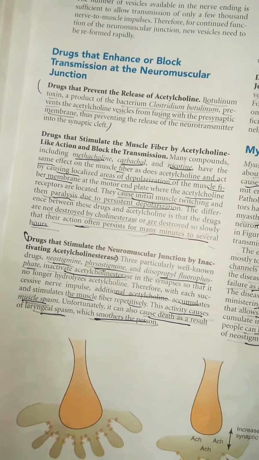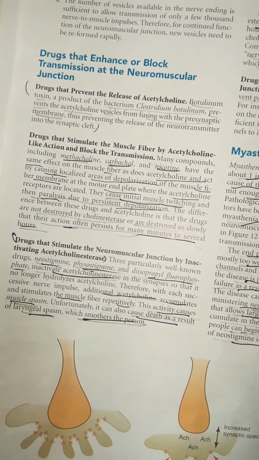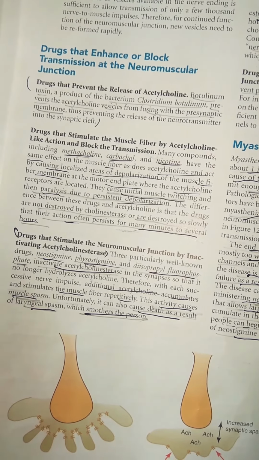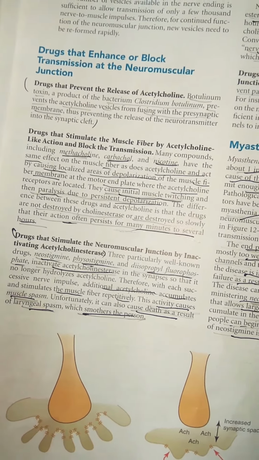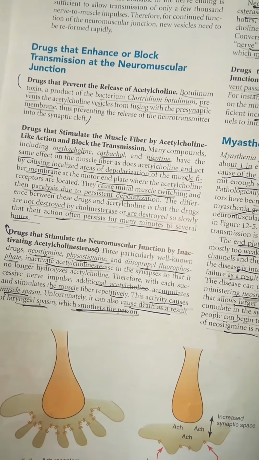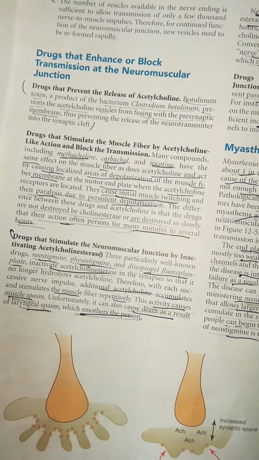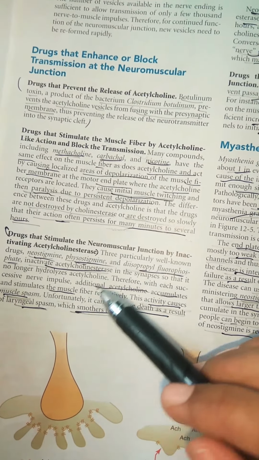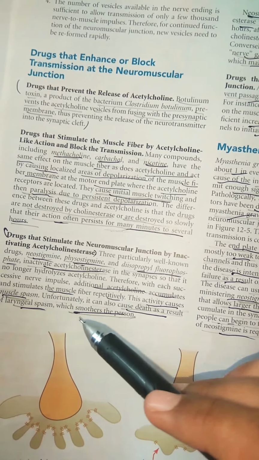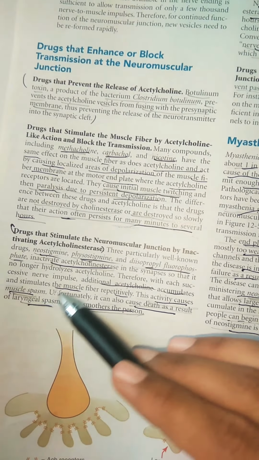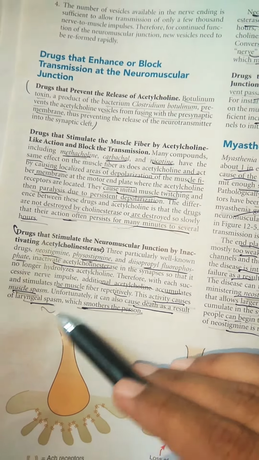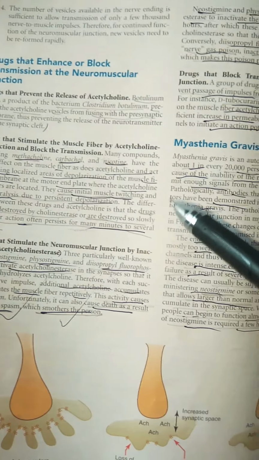And you can see the drugs which stimulate the neuromuscular junction mainly by inactivating the acetylcholinesterase. So here we have drugs like neostigmine, physostigmine, and diisopropyl fluorophosphate that inactivate the acetylcholinesterase in the synapse, so that it no longer hydrolyzes acetylcholine. Therefore, with each successive nerve impulse, additional acetylcholine accumulates. That's what we have said. So this actually causes a muscle spasm. Unfortunately, it can cause death as a result of laryngeal spasm and smothering of the person.